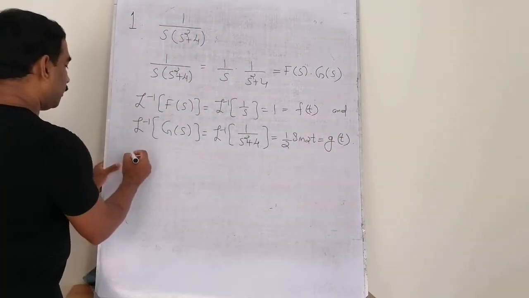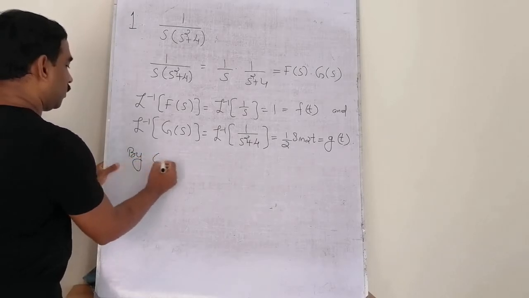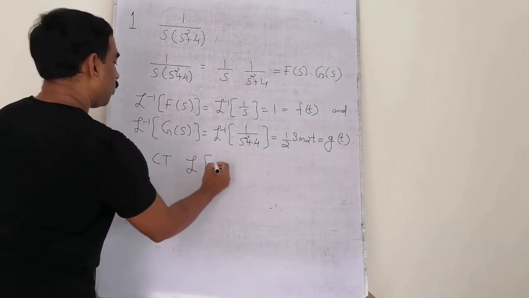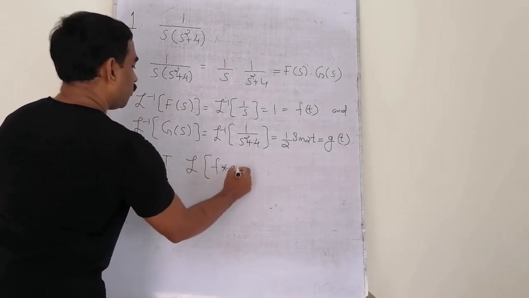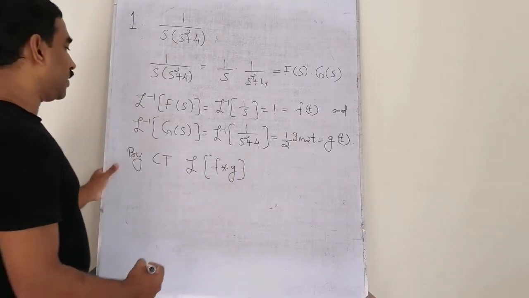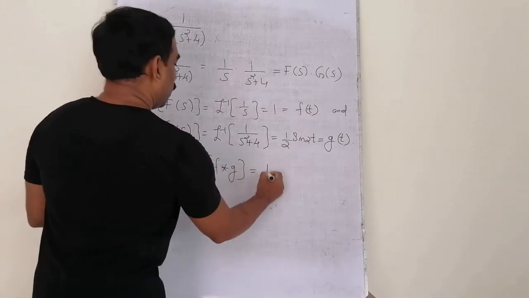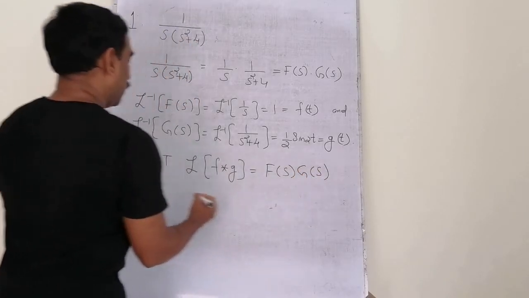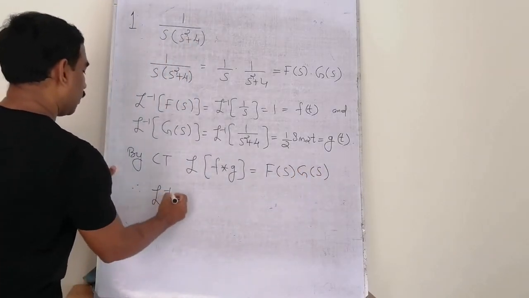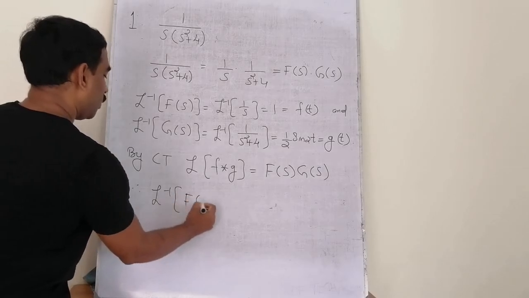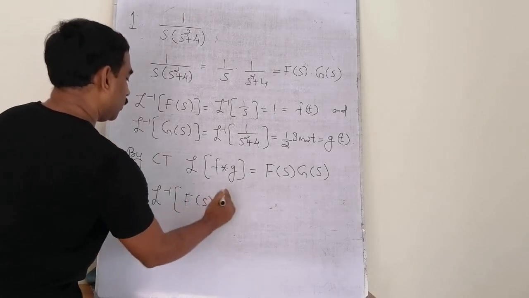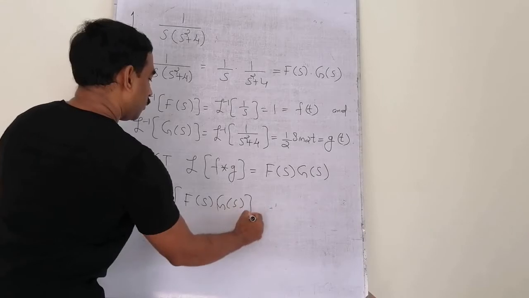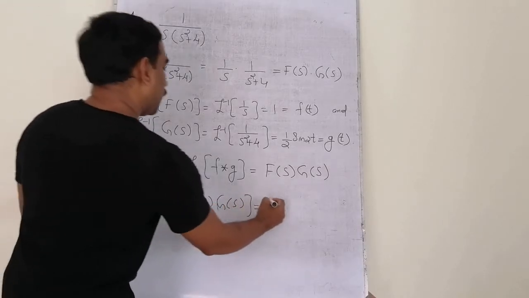Now by the convolution theorem, we have the Laplace transform of a convolution product of two functions f and g, that is L of f star g, is equal to the multiplication of their transforms in the s domain. Therefore, the inverse transform, that means L inverse of the product F(s) G(s), is equal to f star g.